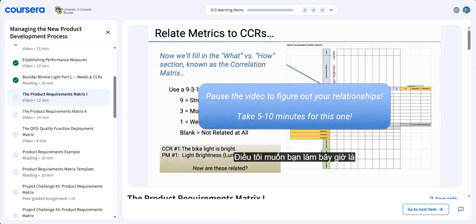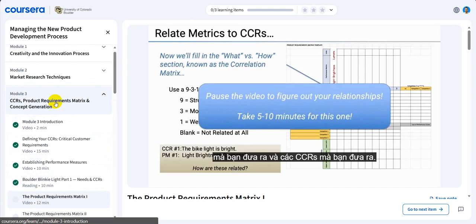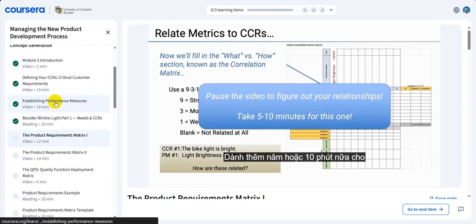So what I'd like you to do now is to pause the video to figure out your relationships between the performance metrics that you came up with and the CCRs that you came up with. Take another 5 or 10 minutes for this one, because we need to have that center section filled out in order to do the next part.